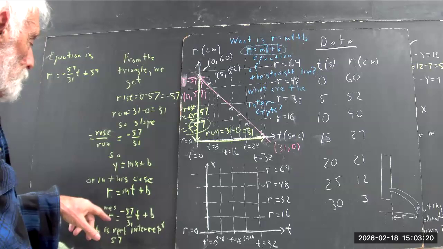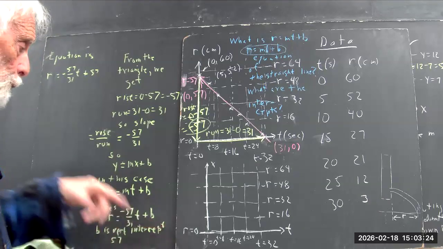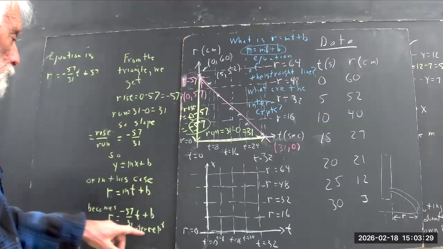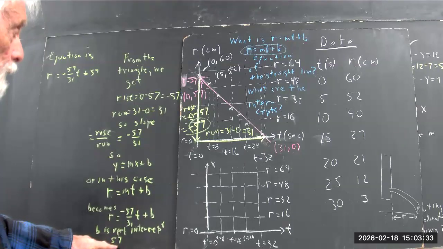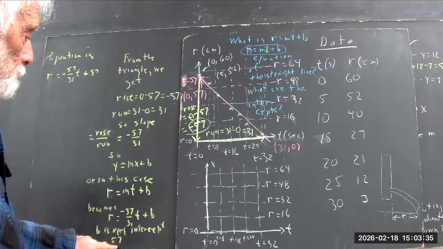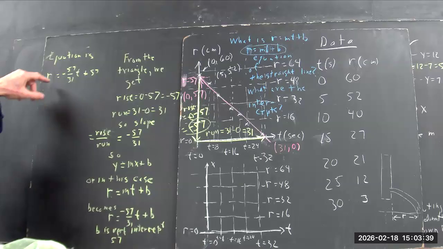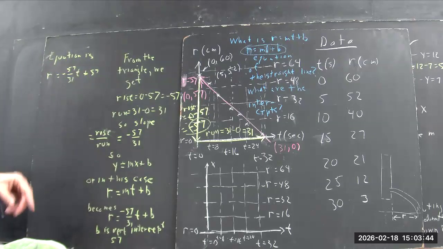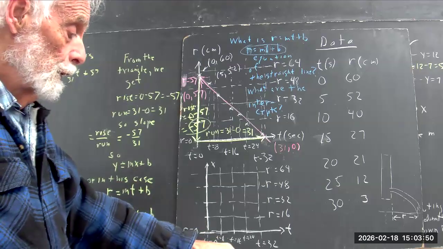So we have this equation. R and t are still variables, but we've got to figure out b so that we can have an equation. What's b? Well, b is the vertical intercept, which in this case is 57. So it's very easy to see what the equation is going to be. The equation is then going to be r equals negative 57 over 31 t plus 57. Now there's a formula for calculating the slope.